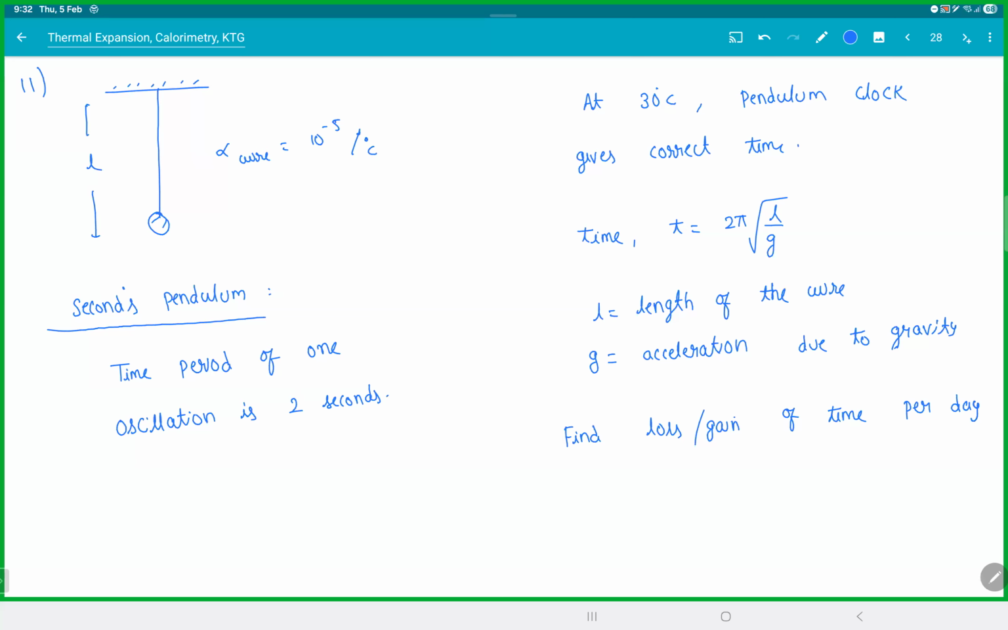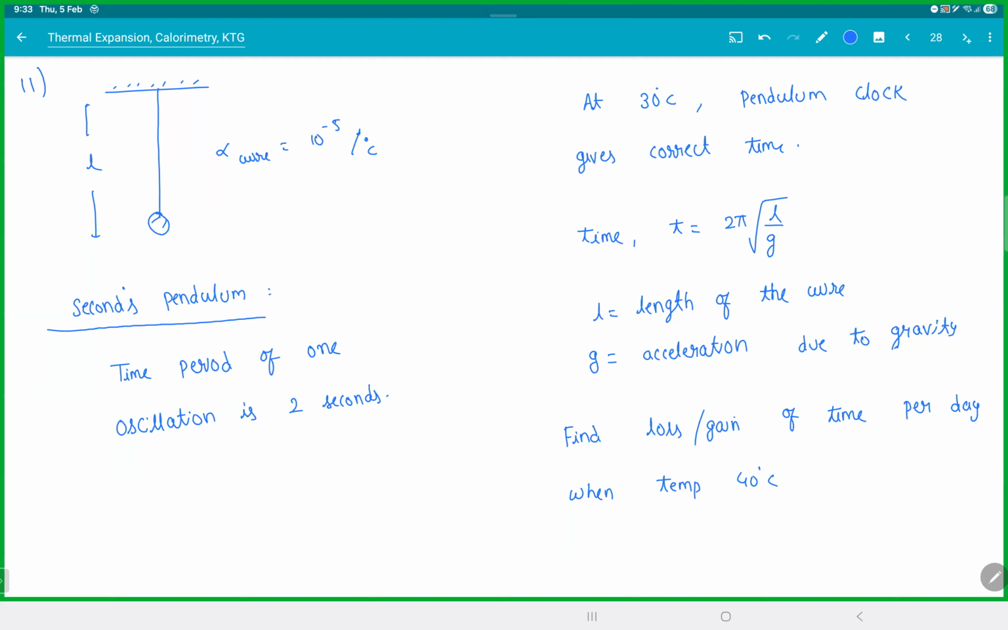So if you design a clock with this, which shows correct time at 30 degrees, when the temperature becomes 40 degrees, do you lose time or do you gain time? What do you mean by lose or gain? For example, if the time is 1 hour, but the clock shows 1 hour 2 minutes, you gained 2 minutes time. Isn't it? Clock is running faster. If you get only 59 minutes, you are actually losing time. The clock is showing you less time. Making sense?